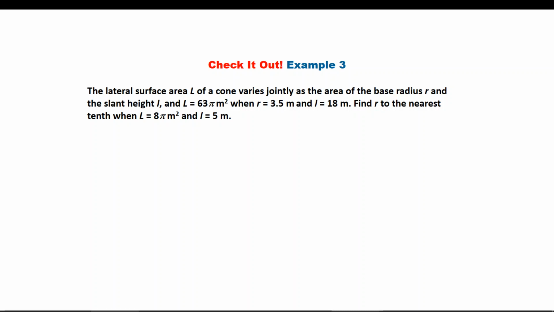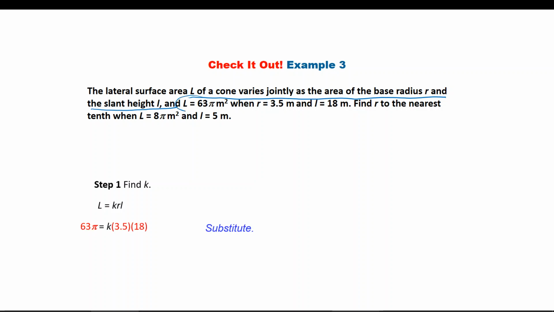Okay, so this one again is going to be a varies jointly. The lateral surface area L of a cone varies jointly as the area of the base, radius r, and the slant height l. So they're going to give us all the information we need except for k. So the first thing we want to do is find k. So here's our variation function. And we're going to substitute all the information that we have.